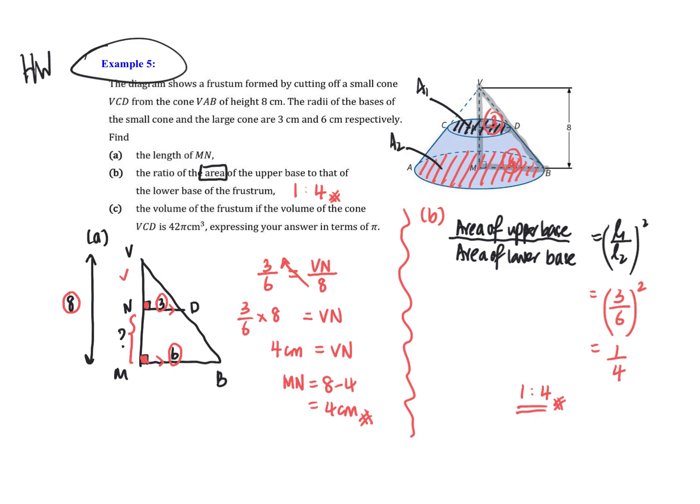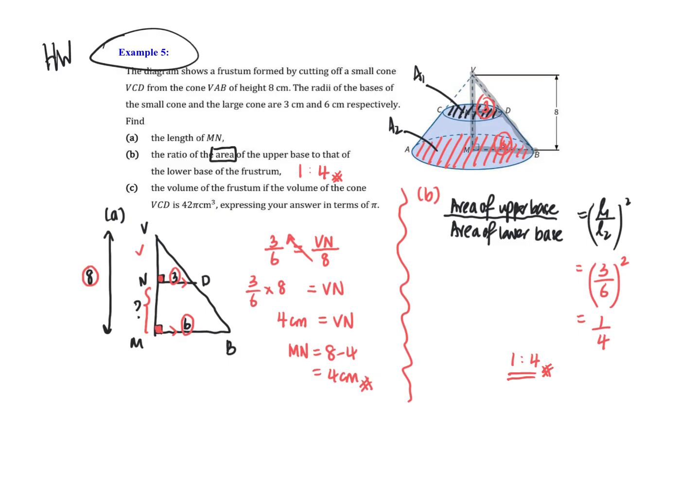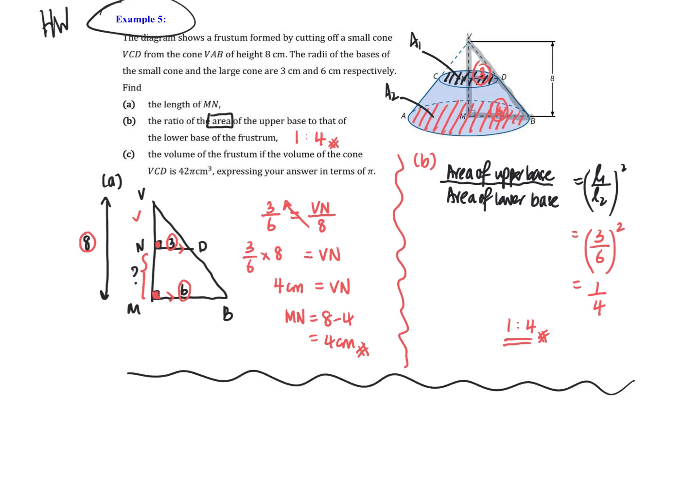Okay, last one talks about volume. They say the volume of the frustum, okay, if the volume of the cone VCD, the small one, is 42 pi. So I'm going to just redraw it a little bit. So this one is the big one and then the small one here. So they tell me that this part here, the missing part there, is actually 42 pi. Okay, for volume. So they want you to find the frustum, this one. What is the volume of this piece?